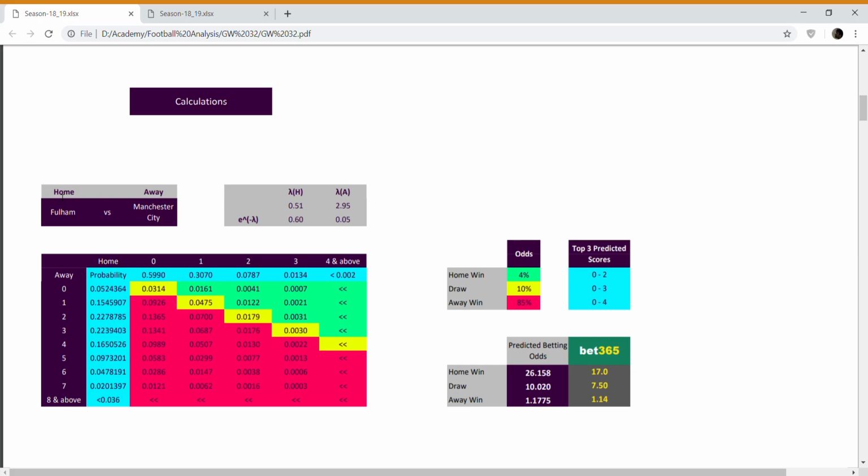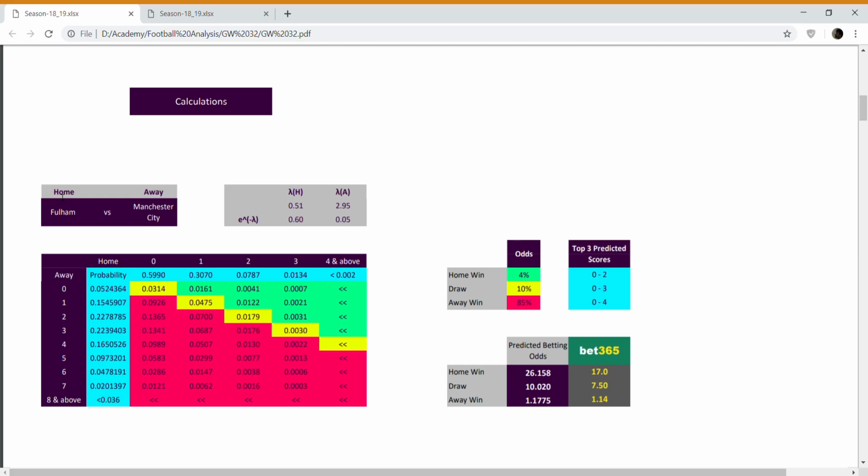Again, if you ask me what is the probability of Manchester City scoring 2 goals, I will say 0.2278, that is 22.78%. Now if you ask me what is the probability for a 2-0 victory for Manchester City? This is calculated by multiplying the probability of Fulham scoring 0 goals and the probability of City scoring 2 goals. This is called implied probability. So we have calculated the implied probability values for all the relevant outcomes.